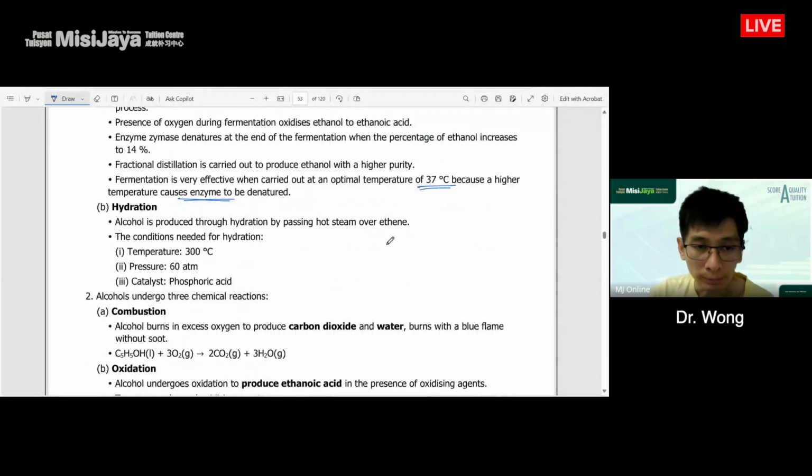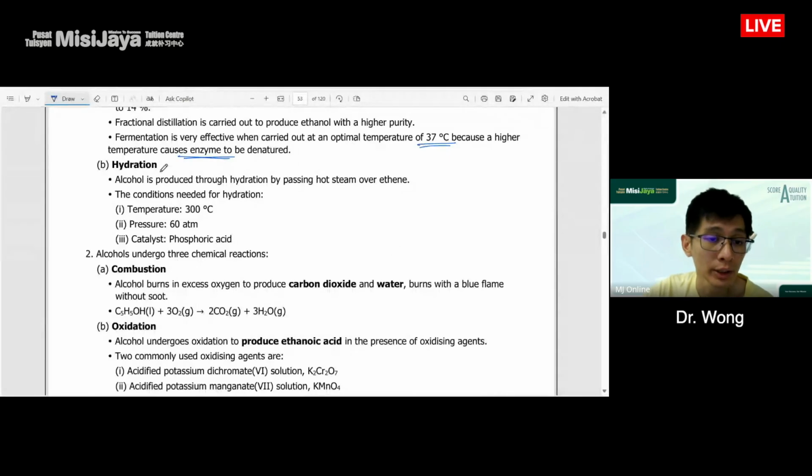Okay, so other than using fermentation, the second way we can prepare alcohol is hydration. Okay, as the teacher explained to you, for hydration we will use hot steam, not water. Okay, so remember, not water. We need to use steam, passed through, to react with ethene. Okay, and we need to achieve this condition. Remember, memorize this before the exam. Use phosphoric acid as catalyst.